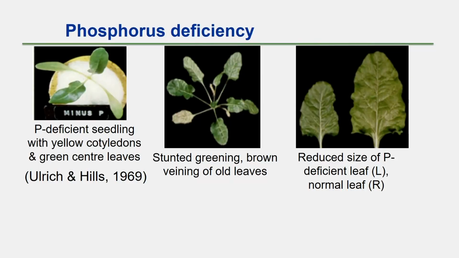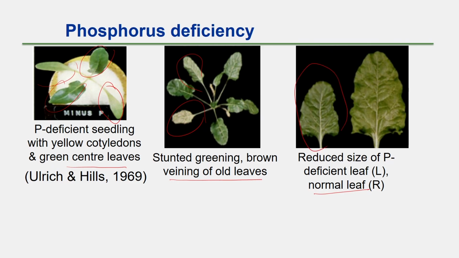Phosphorus deficiency: a phosphorus deficient seedling with yellow cotyledons and green center leaves. Here you can see the lower cotyledons are yellow and the leaves are green. Another symptom is stunted greening and brown veining of old leaves. These are the symptoms of phosphorus deficiency, and reduced size of a P deficient leaf compared to a normal leaf.